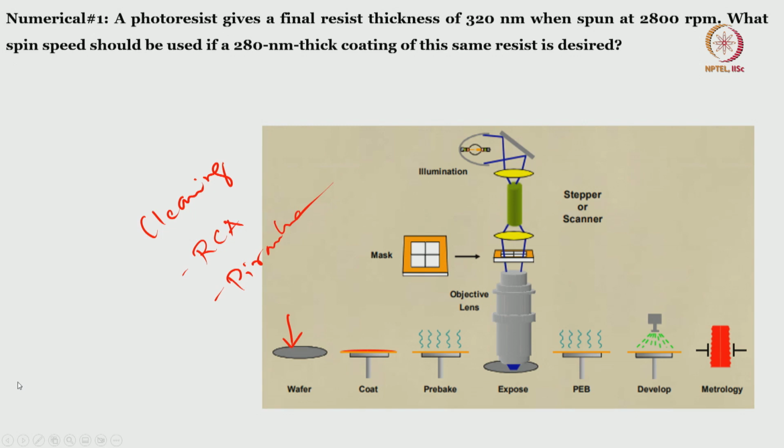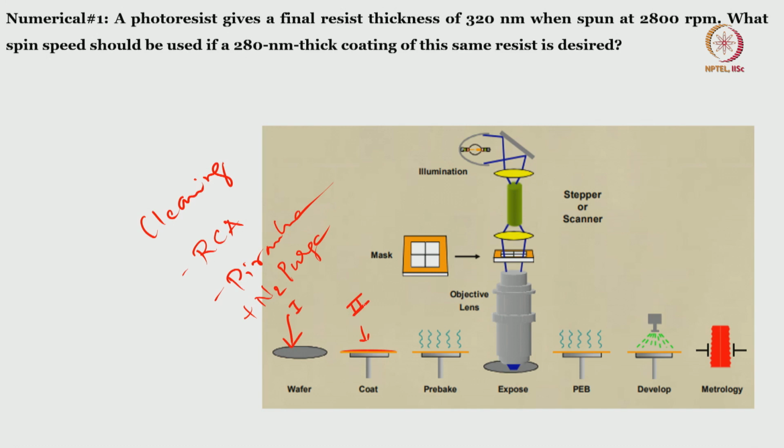Once the wafer is clean, you can purge nitrogen to make sure that any residual moisture based on post cleaning will be removed. Once the wafer is cleaned, this is your first step. Once the wafer is clean, you have to coat the photoresist, right.